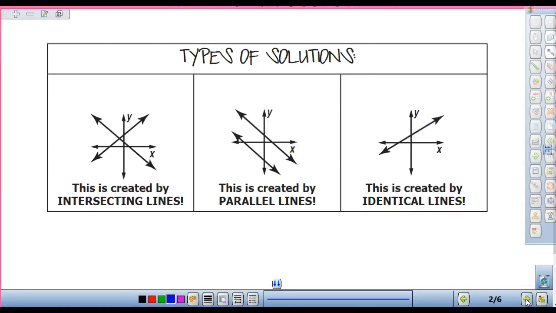All right, so this is what happens when our lines intersect. Okay, they intersect. We end up with one solution. Okay, and that solution is going to be x comma y, or whatever point it is where they intersect. Okay, if we graph two lines and they're parallel, do they intersect ever? So they don't intersect. It's going to be no solution. Very good.